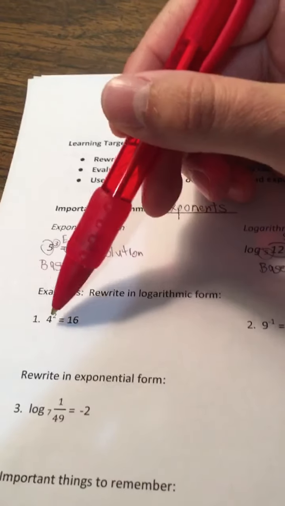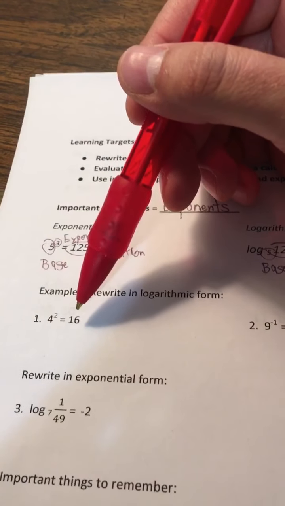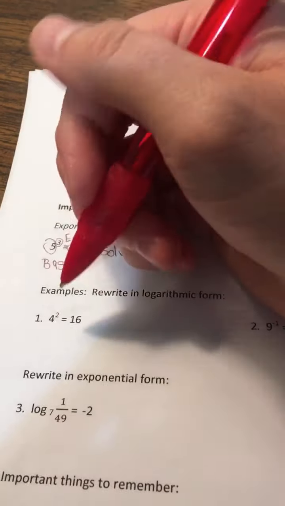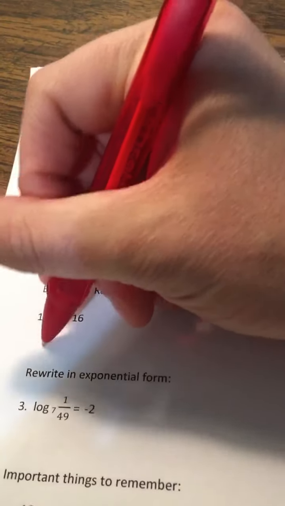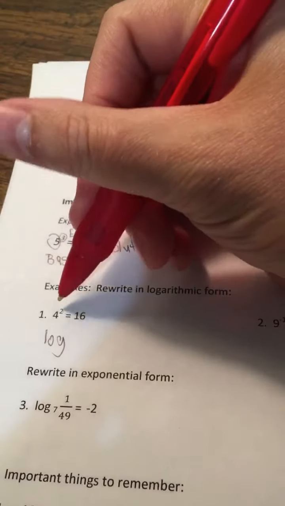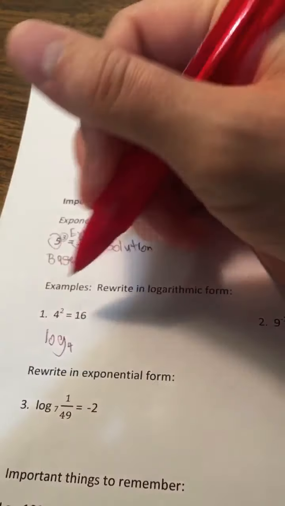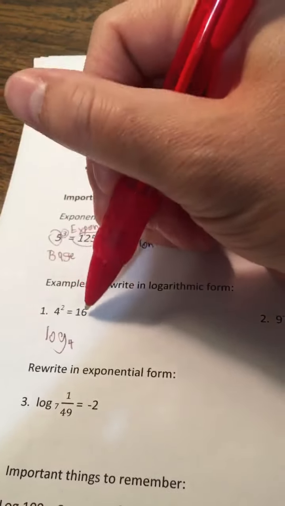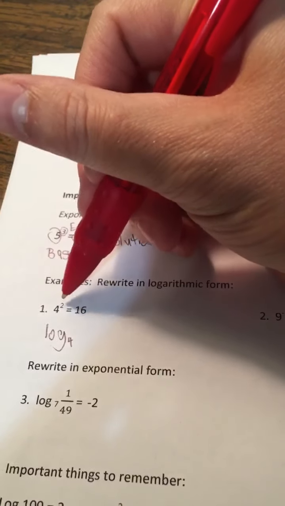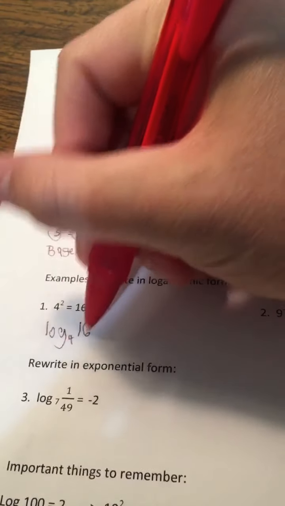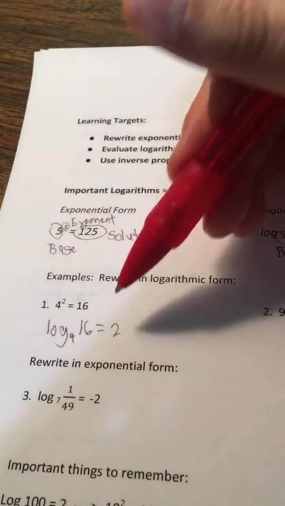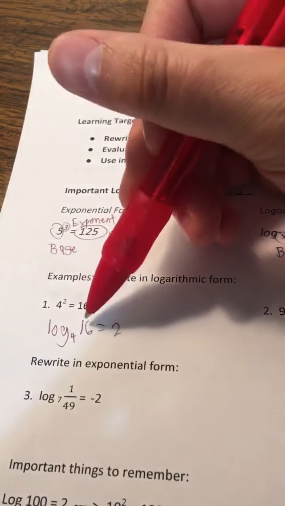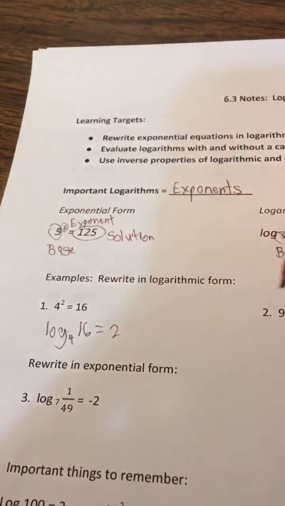So if you look at problem number 1, 4 to the second power equals 16. All right, I just want to rewrite that with a log. So I'd say log my base, which is 4, so just a little 4 right there, of, now it's either of 2 equals 16 or of 16 equals 2. Remember, it's got to be equal to the exponent, so of 16 equals 2. That's my log form. Base, solution, and then the log is always equal to the exponent.